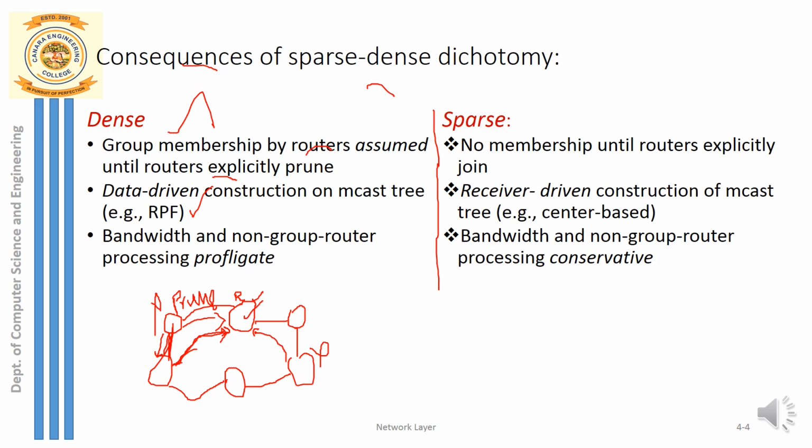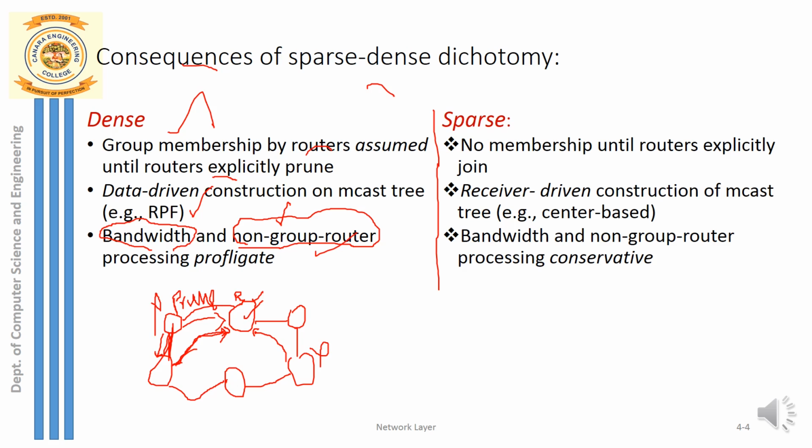So here the construction of the multicasting tree will be followed based on the RPF technique only, and then bandwidth and non-group router processing. So the bandwidth required is more, and since pruning also should happen. What is pruning? It is nothing but the non multicasting group router who doesn't want to be in this group will send a prune message to keep themselves away. To do that also, the processing will require more bandwidth. So this is the complexity, or the drawback, of this dense mode, we can say.